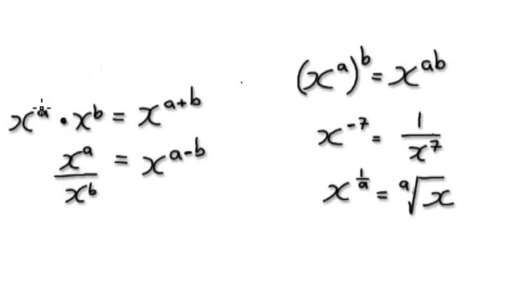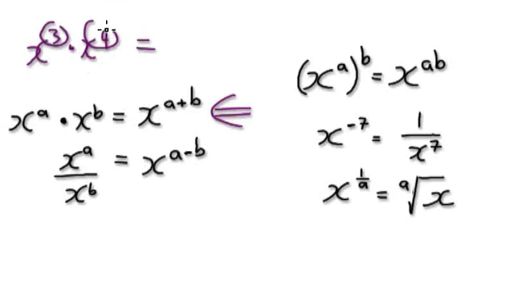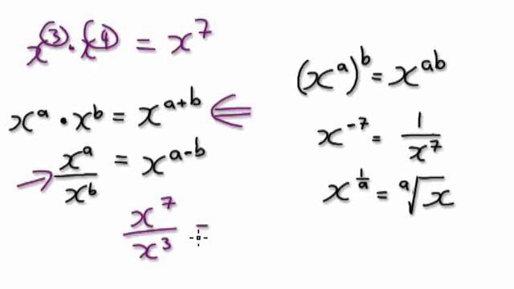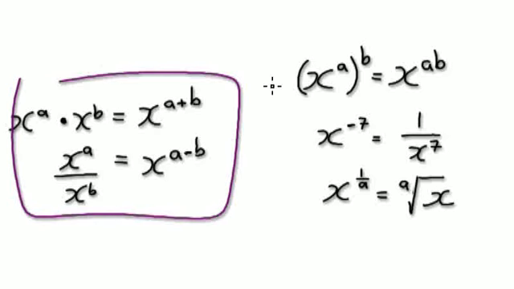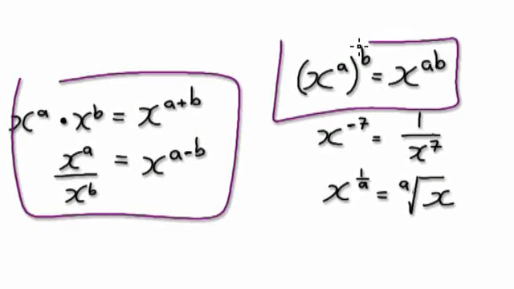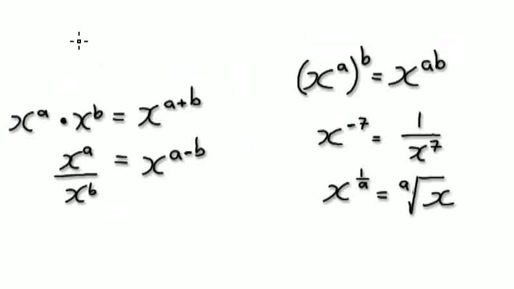With this one here, if you have x to the power of 3 times x to the power of 4, well, then you would just add these two. So x to the power of 7. With this one, if you have x to the power of, let's say 7 over x to the power of 3, well, that becomes x to the power of 4. These two are easy. This one is really useful. This one here is strange, but it's quite useful.